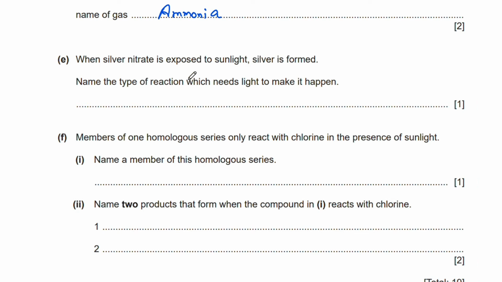When silver nitrate is exposed to sunlight, silver is formed. Name the type of reaction which needs light to make it happen. So basically the type of reaction which requires light is a photochemical reaction.